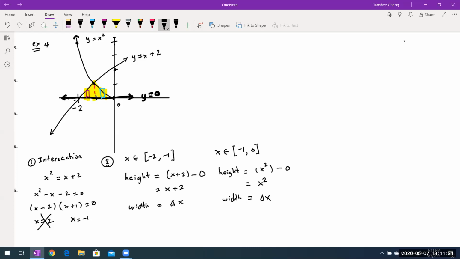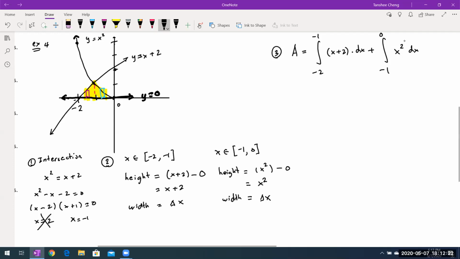For the second part, the blue rectangle that I drew, the interval will be from negative 1 to 0. The height of this rectangle will be the height of the top function, which is represented by x squared, minus the bottom function, which is y equal to 0, so it will always be 0. Now we simplify, and the width will be the same, delta x. So for step 3, the area of this region will be the integral from negative 2 to negative 1 of the height x plus 2 times dx, plus the integral from negative 1 to 0, the second region, of the height x squared times dx.